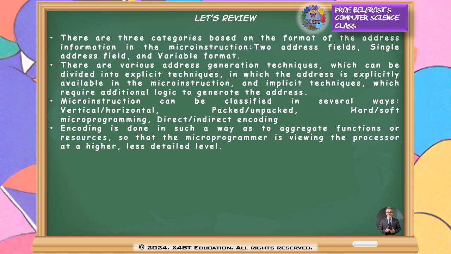Microinstructions can be classified in several ways. As we have covered before, it's vertical, horizontal, packed, unpacked, hard, soft microprogramming, and direct and indirect encoding. Encoding is done in such a way as to aggregate functions or resources, so that the microprogrammer is viewing the processor at a higher and less detailed level. Good, we are done with the review of the last lesson.